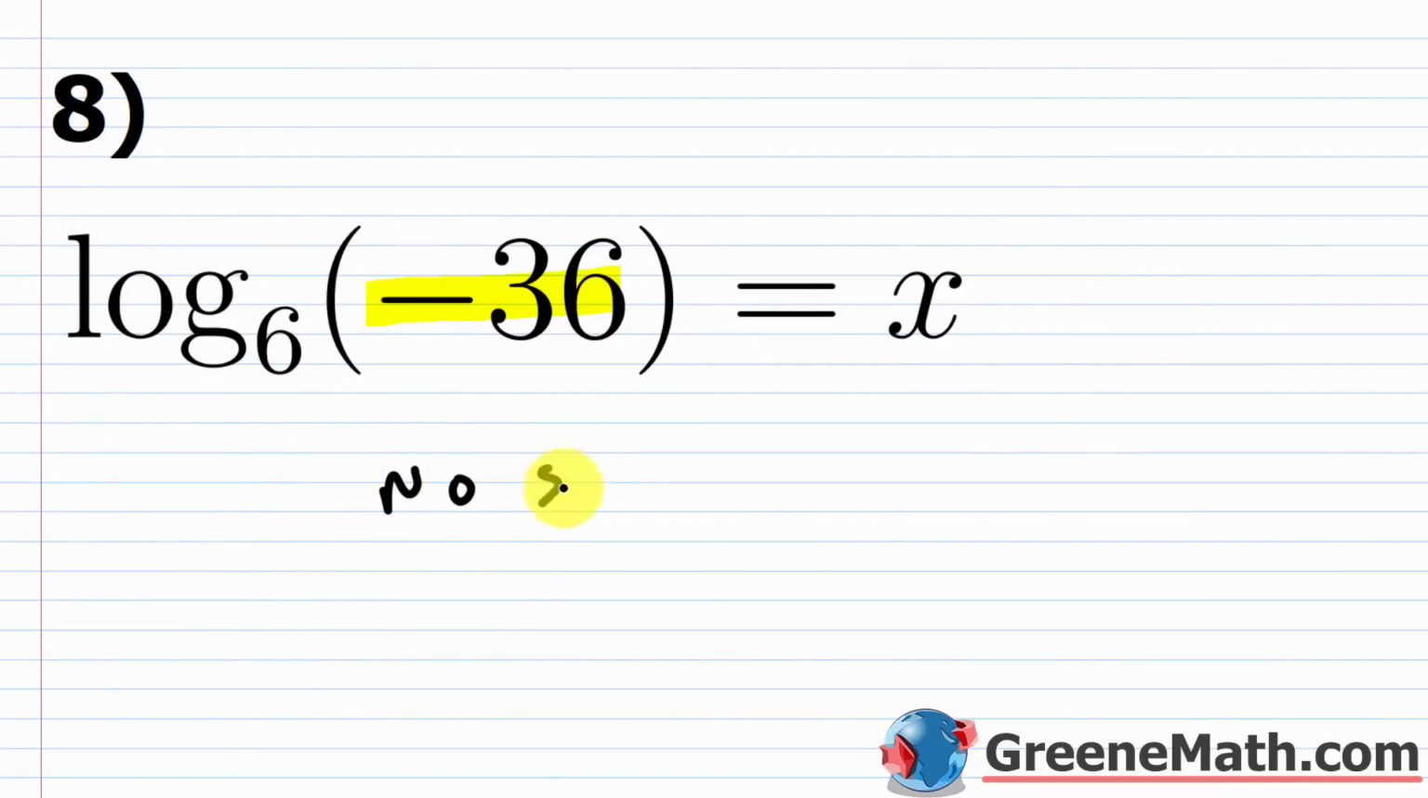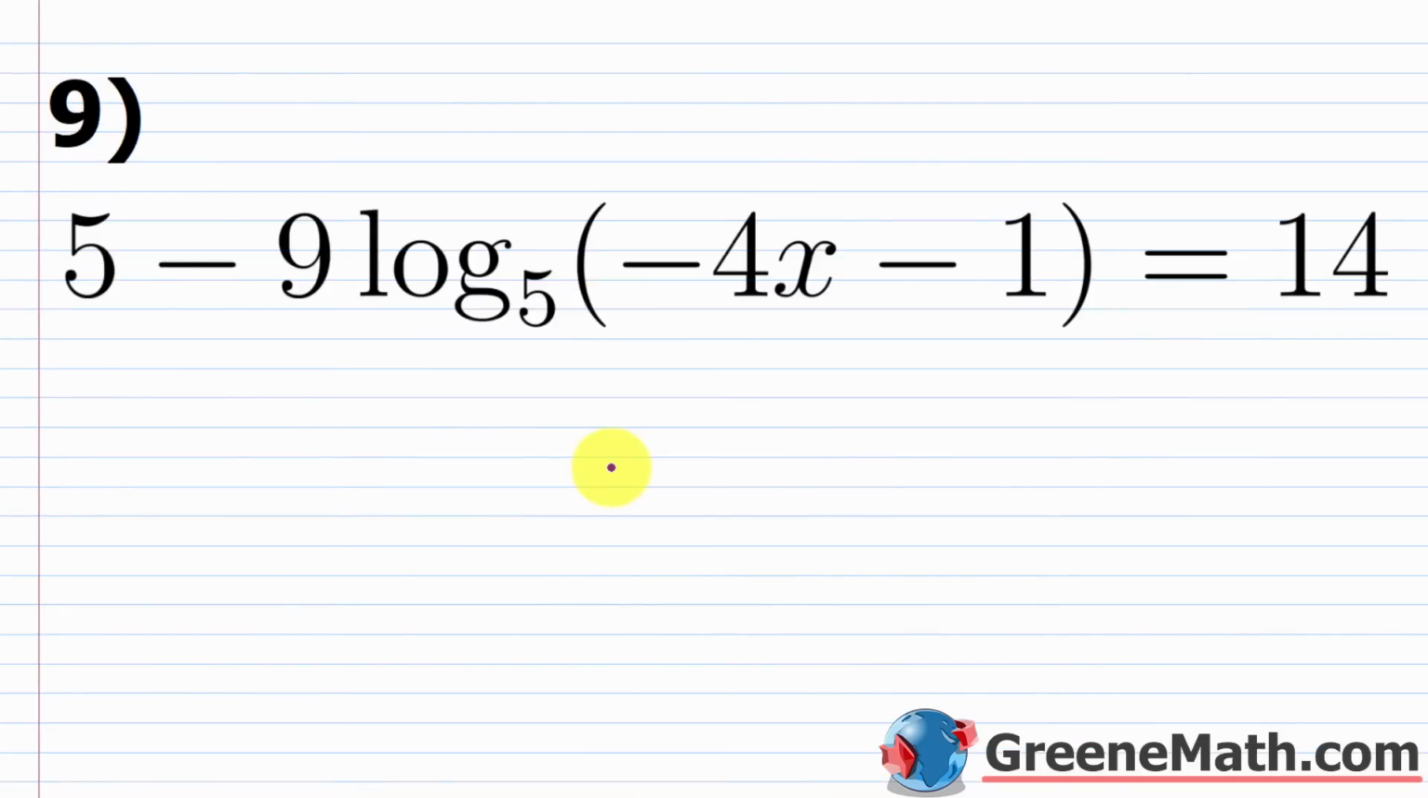So there's no solution. All right, for problem 9, we have 5 minus 9 log base 5 of negative 4x minus 1, and this equals 14. Okay, so the idea here is we're just going to isolate this guy right here on one side and have a number on the other, and then we can just put it into exponential form. Now we're going to see more advanced logarithmic equations later on. For right now, these are pretty easy, and you just follow that format.